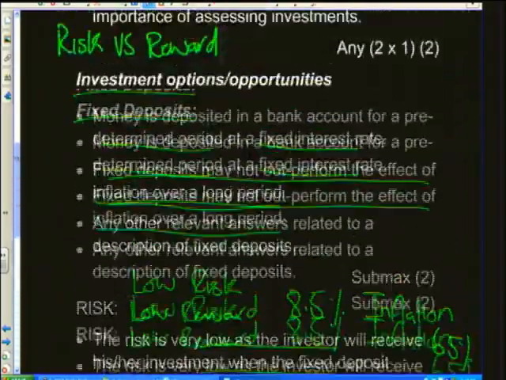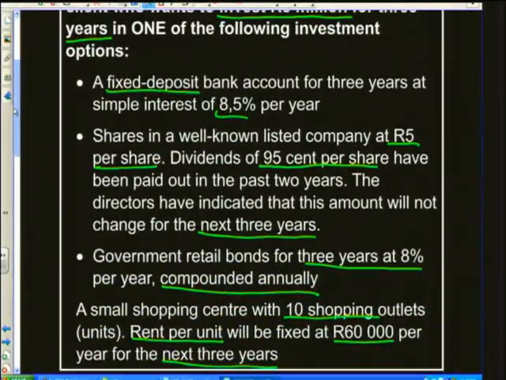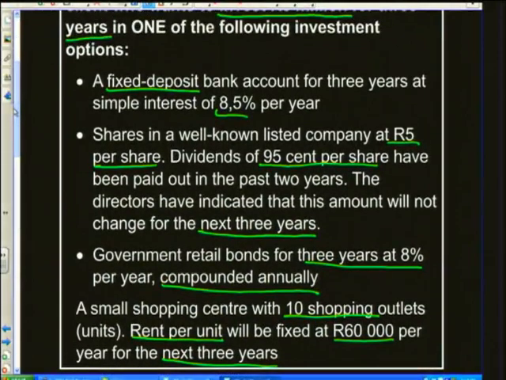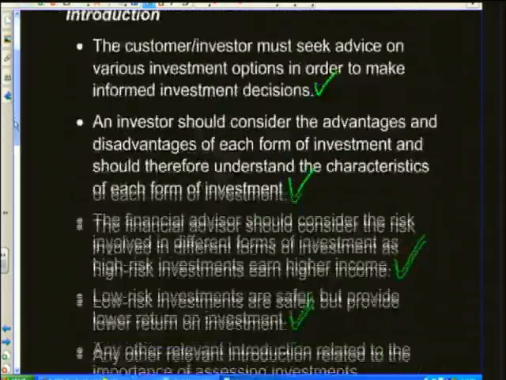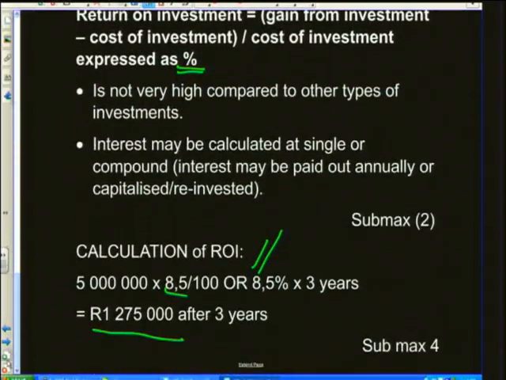Okay, and if we go back to the question, it says a fixed deposit bank account for 3 years at a simple interest rate of 8.5%. Right, so that was very simple there. What is the one downside of this? Yes, the risk is low. Right, so that is a positive there.